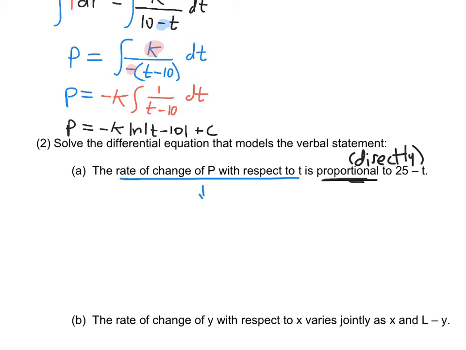That part is dp dt is proportional to 25 minus t. All right, so proportional is in the form of y equals kx. So if you just refer to the top of the page, you see the function f of x equals kx. Either way, the constant k multiplied by whatever it is proportional to.